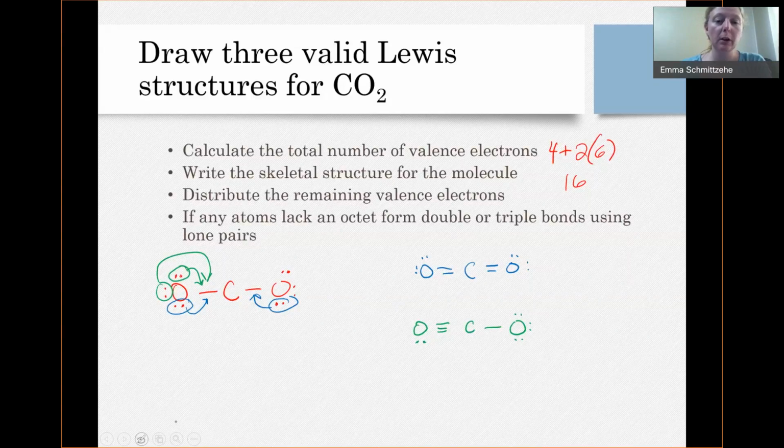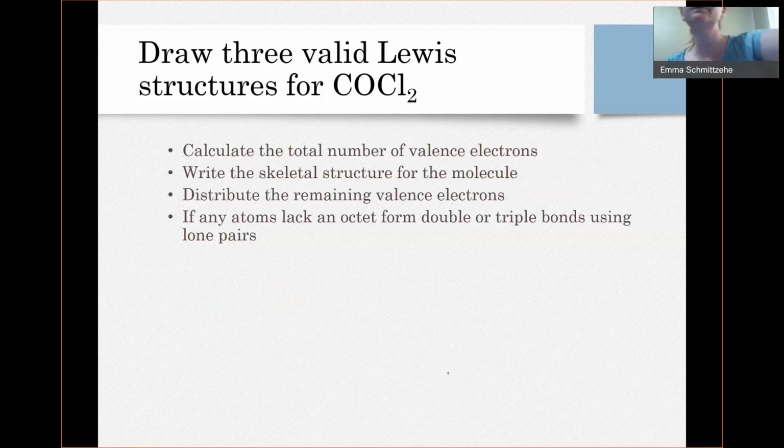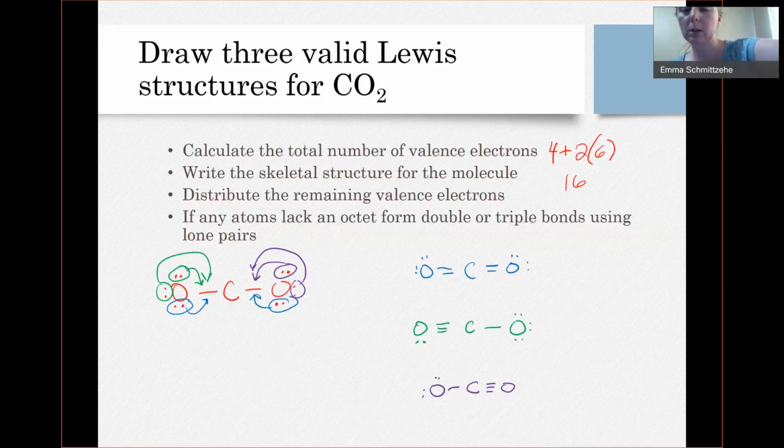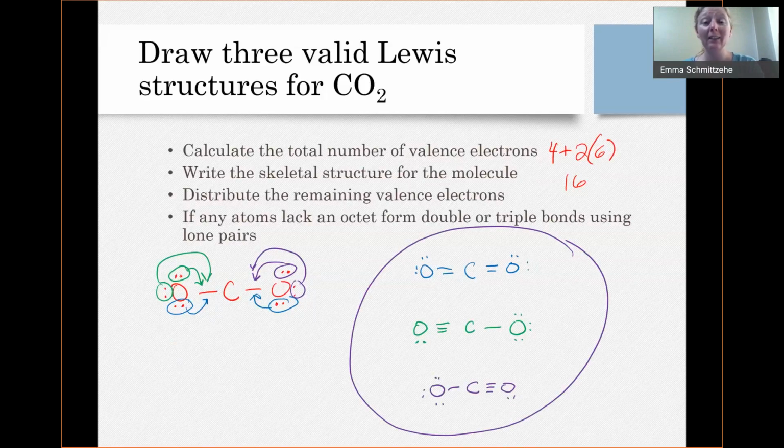Now there's one more option. I could, instead of sharing from the oxygen on the left, share from the oxygen on the right. So say I took both pairs from it. And if I did that, I would have a triple bond to the right-hand oxygen and a single bond to the one I have on the left. And the one on the left would still have 3 lone pairs. And the one on the right would only have 1 lone pair left. And so that structure also has the 16 electrons it needs, and everything has an octet, okay? So all 3 of these structures are valid Lewis structures for carbon dioxide.